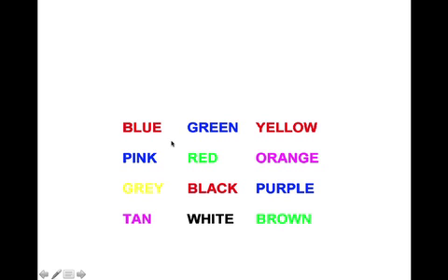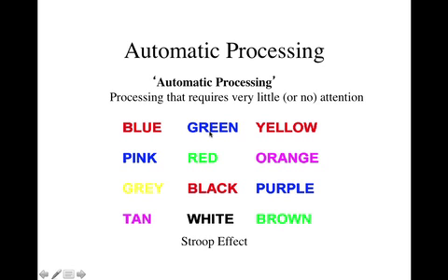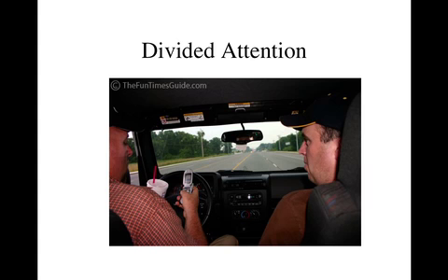We do it so many times over our lifetime that you can't help but read this word as green, and that can interfere with the ability to quickly identify this ink color as blue. And so this is processing that requires very little or no attention, so reading is often thought of as an automatic process.